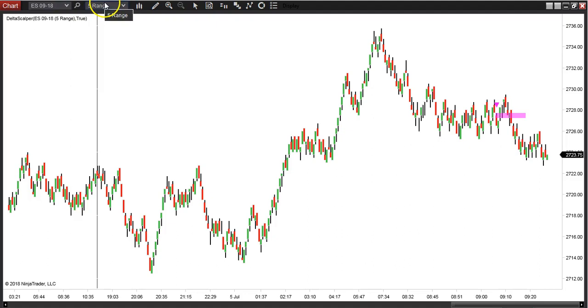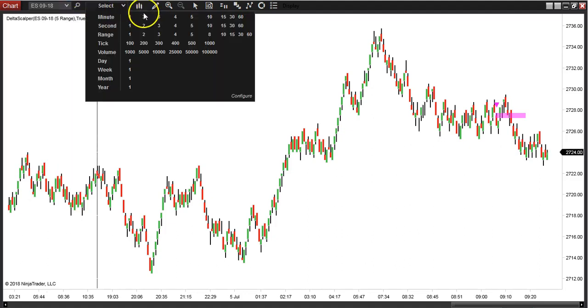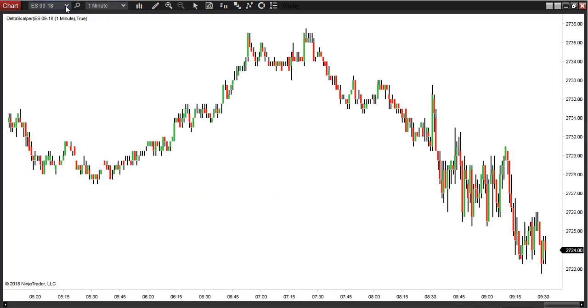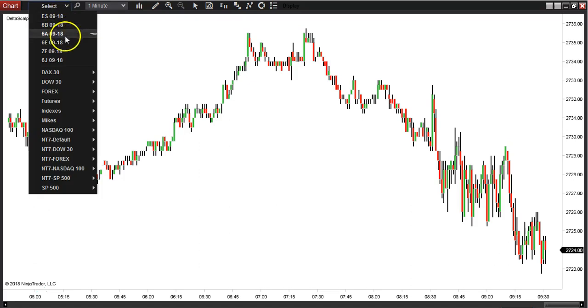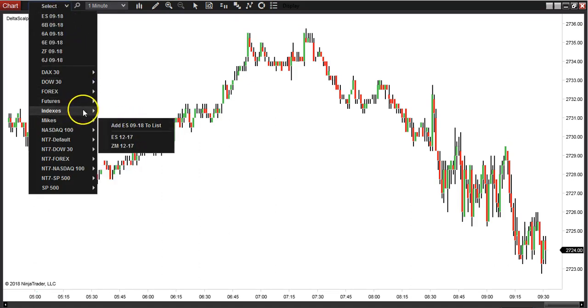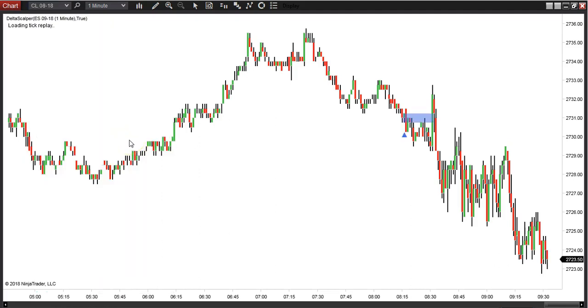So, just really quick, let's take a look at another chart. I'll go back to a minute-based chart. Give it a second here, and then I'll throw in the crude oil. So again, the settings. Where's crude? I don't have it there. Let's see. Whoops. Okay, give it a second here.